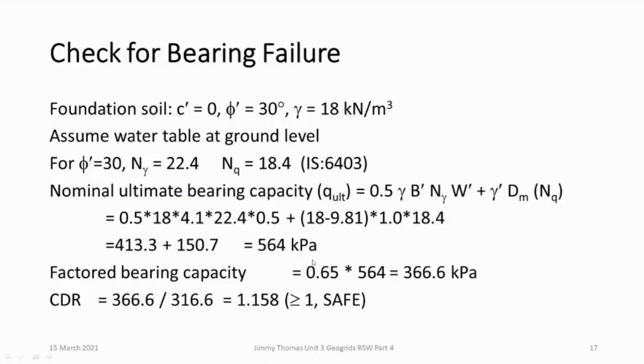So this factor is 0.65 actually. So 0.65 into 564 becomes our factored bearing capacity. So this is 366.6 kPa. Again, we calculate the capacity demand ratio. Capacity is the factored resistance, divided by the demand. Demand is the factored load, actually 316.6. So it has to be greater than 1. That is the design criteria.